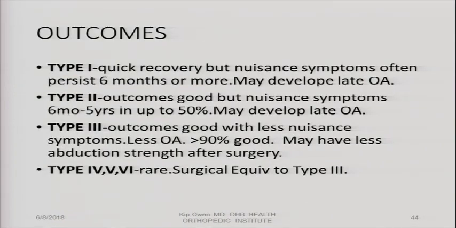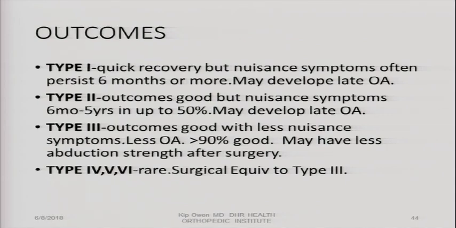So type 1, quick recovery, symptoms can extend over months. Type 2 takes a little longer, but the type 2s actually have less nuisance symptoms long-term, in my opinion, although some of the literature indicates that they can have nuisance symptoms for 6 months to 5 years in 50% of the cases. In type 3, they tend to do quite well, and most of them have good outcomes, greater than 90% of the time, without any surgical intervention.